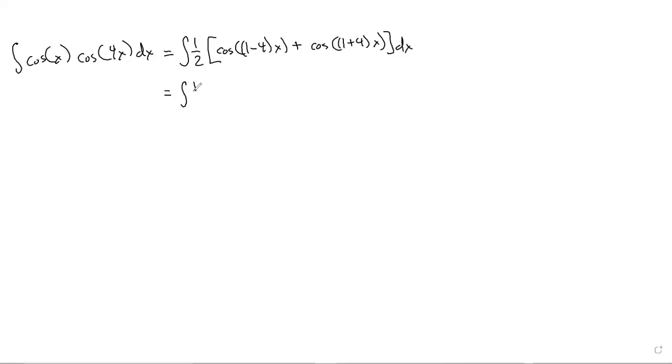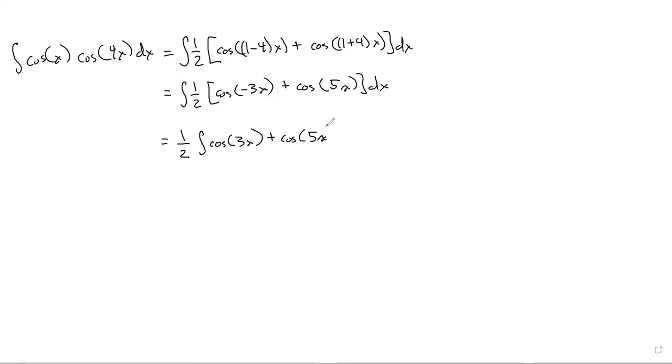And then we get the integral of 1/2 times cosine negative 3x plus cosine 5x. And again, the even property of the cosine allows me to absorb the negative. So I'll go ahead and factor out the 1/2: cosine 3x plus cosine 5x dx. Now I can split this up into a sum of integrals.